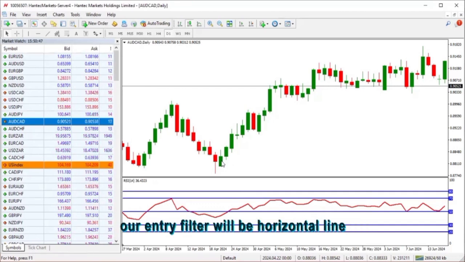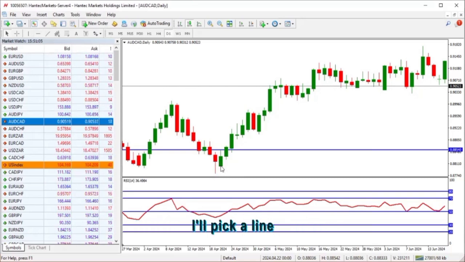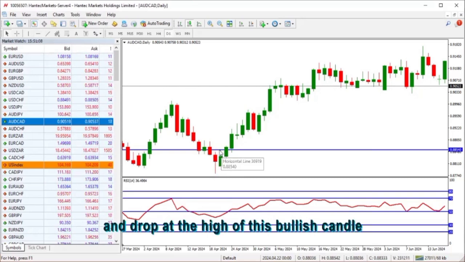Our entry filter will be a horizontal line. These two candles make up the piercing line. So I will do my analysis from the high of the bullish candle that completed the piercing line. I will pick a line and drop it at the high of this bullish candle.